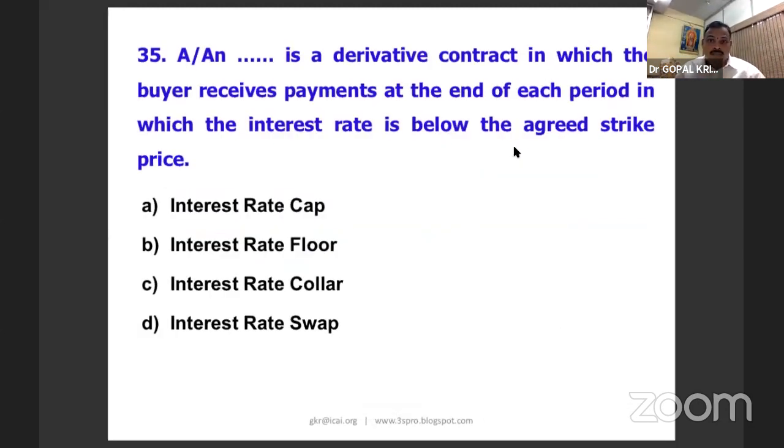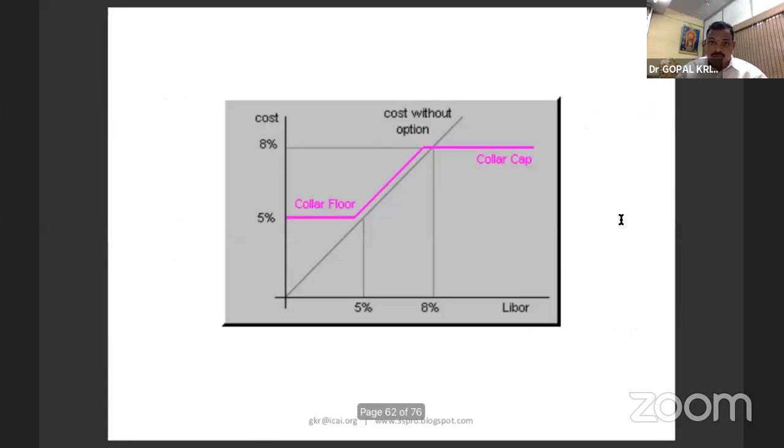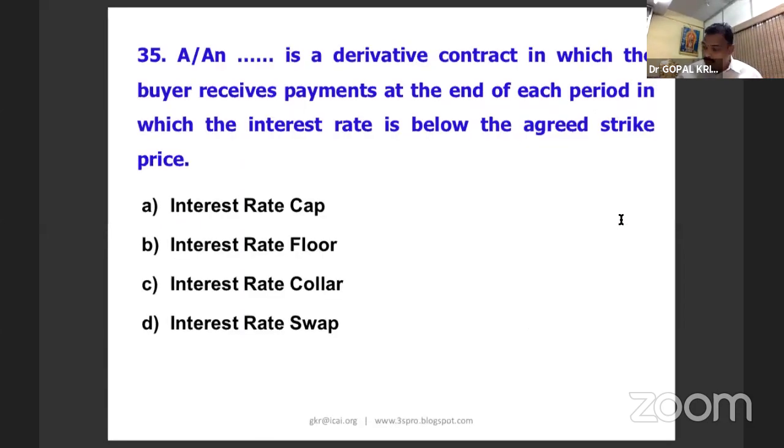So now please look at this question, very interesting question. What is interest rate cap, interest rate floor, interest rate collar, interest rate swap? Which is a derivative contract in which the buyer receives payment at the end of the period in which the interest rate is below the agreed strike price? Below the agreed strike price I receive means it is a floor contract. Now please look at the buyer receives payments, the lender receives payments. So it is called a floor contract. So you have to be very, very careful. You have to appreciate what the English is, and then you have to select it. So that is why I've given this diagram. So 35B. So please be careful.